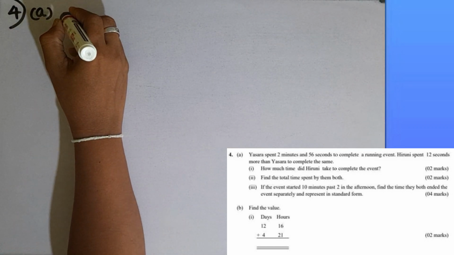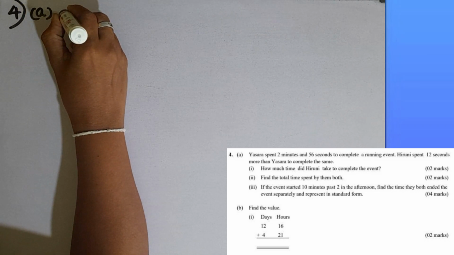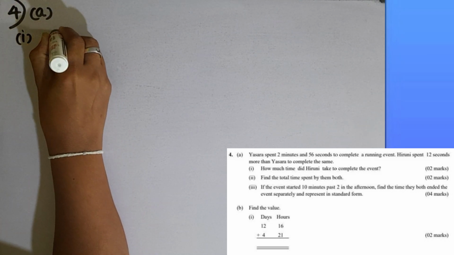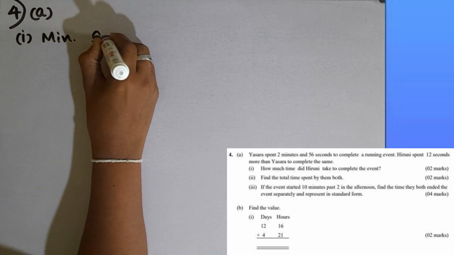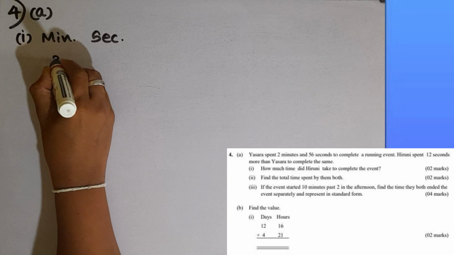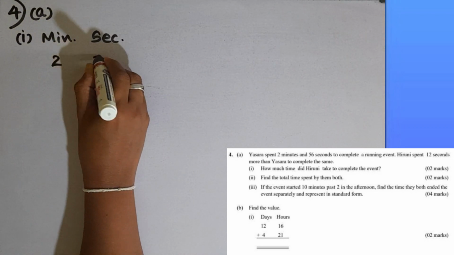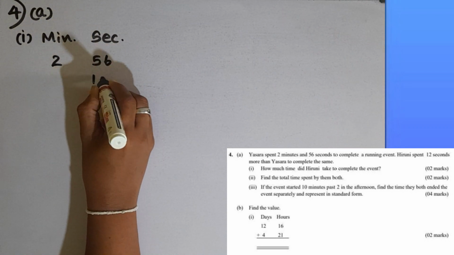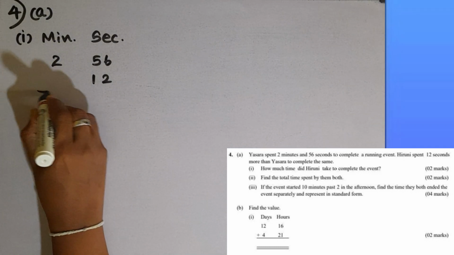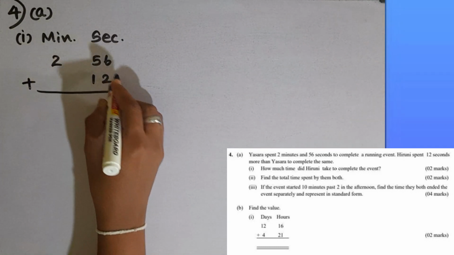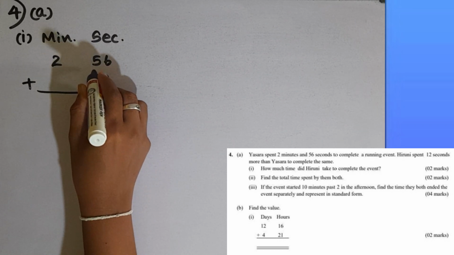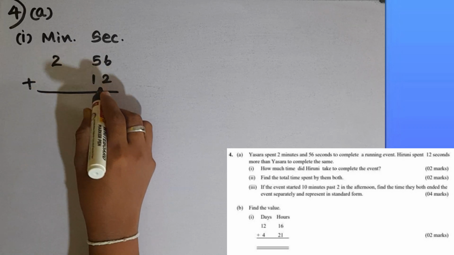Minutes, seconds. First part, minutes, seconds. Yasara's time is 2 minutes 56 seconds. We have to add 12 seconds to this. Then what is the answer? 6 plus 2 is 8. Then 5 plus 1 is 6.